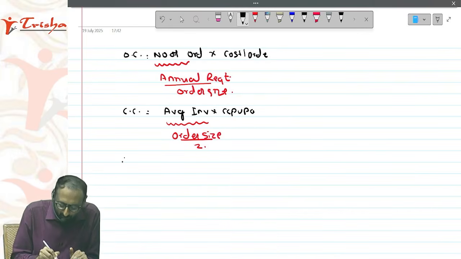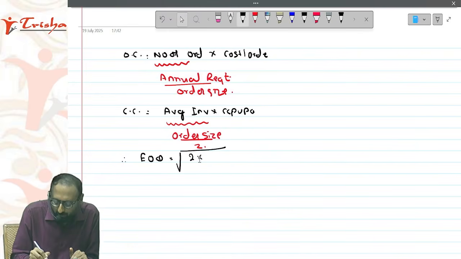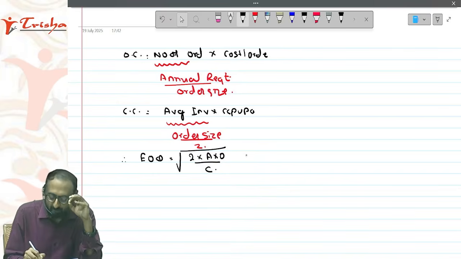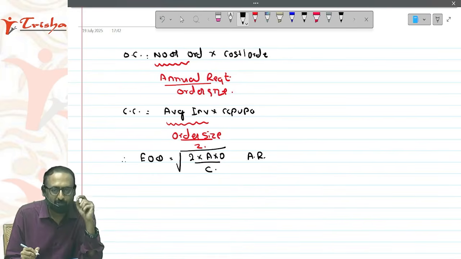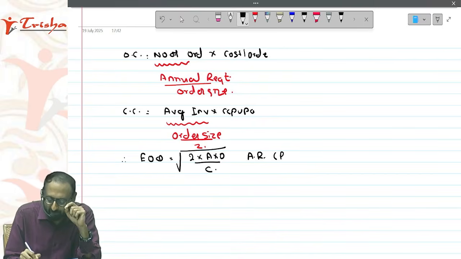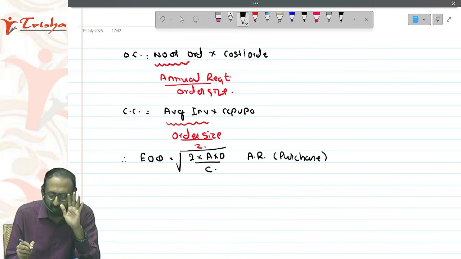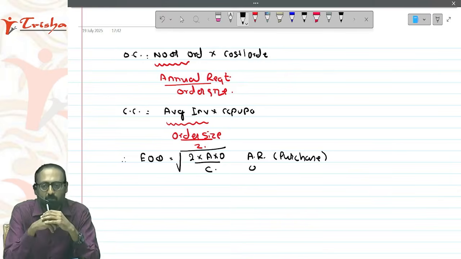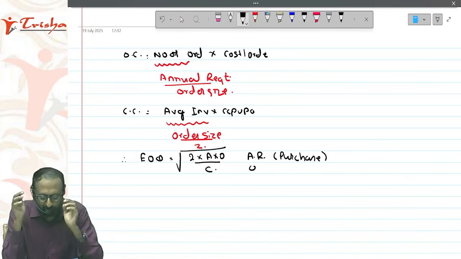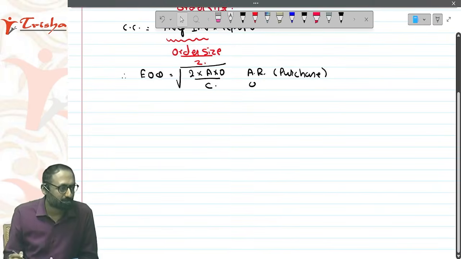Next one, tell me what will be your formula for economic order quantity. EOQ is equal to the square root of 2 into A into O divided by C. Here A stands for annual requirement. A very important point you will have to remember: this is not annual requirement, this is annual purchases. What you are going to consider here is annual purchases and not consumption. O stands for ordering cost per order. C stands for carrying cost per unit per annum. This is your economic order quantity formula.